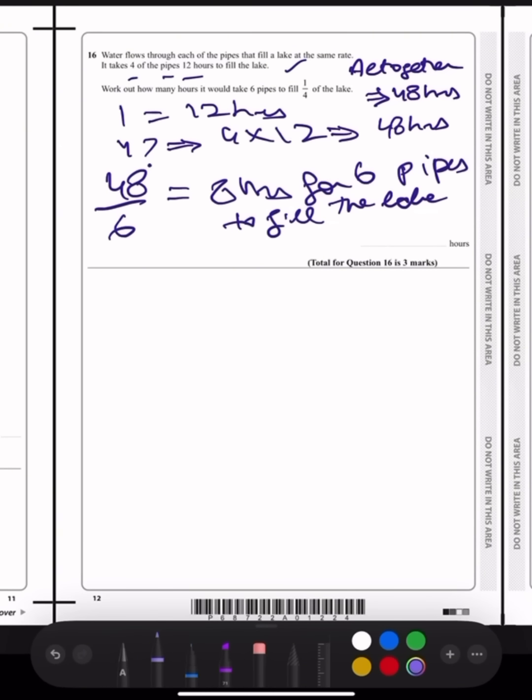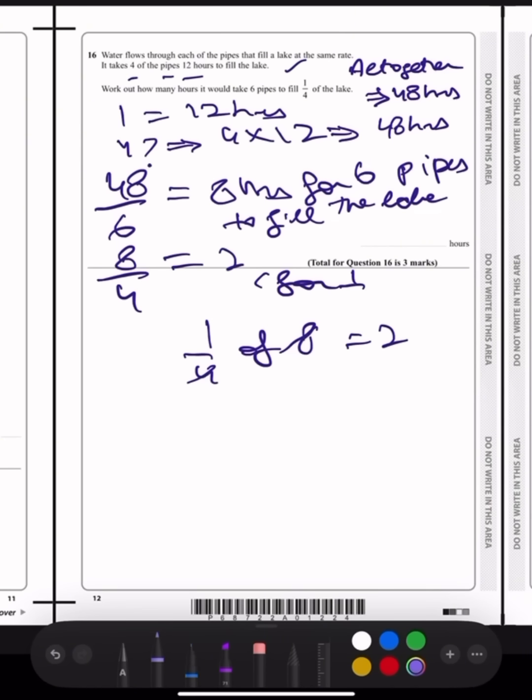So here what we need to do is, because we've got 8 hours for 6 pipes, and they said 1/4, so what is 1/4? If you multiply 8 by 1/4, it's basically 8 over 4. So what we will do is 8 over 4, so that would give us an answer of 2. Or we can also simply do 1/4 of 8. That's also the same thing. That'll also give you 2. So now we know for 1/4 full, it would take around 2 hours.